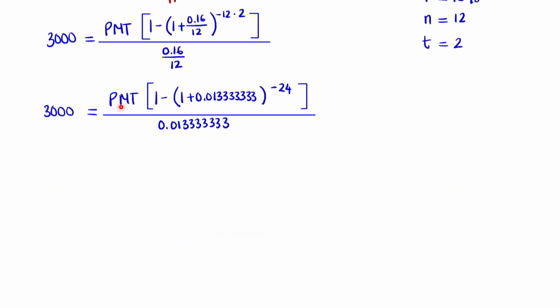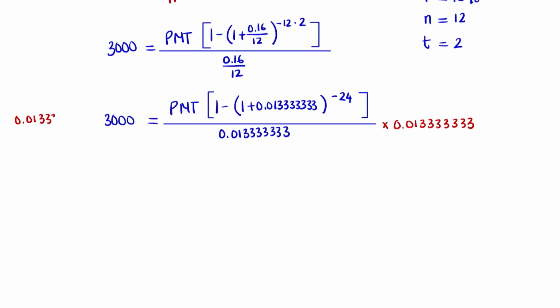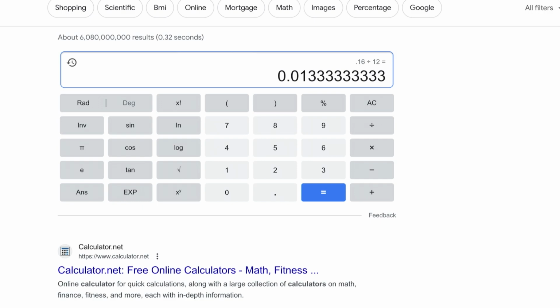To solve for PMT, I need to get rid of this denominator. So I'm going to multiply both sides of this equation by 0.0133333333, so this gets canceled out. I take 3,000 times this number, the number I got when I took 0.16 divided by 12. So now I take that times 3,000, and that is 40.